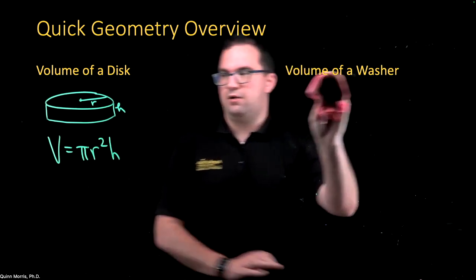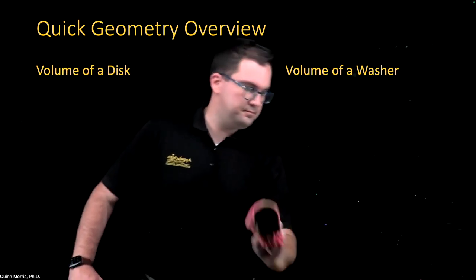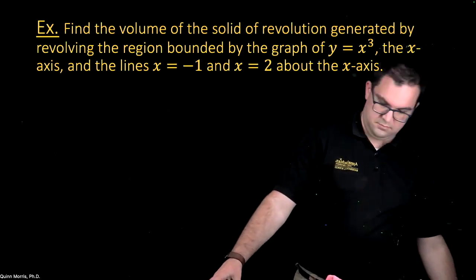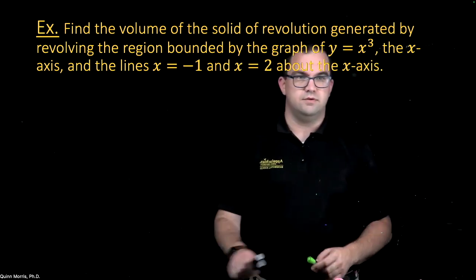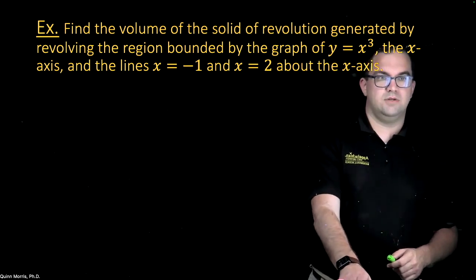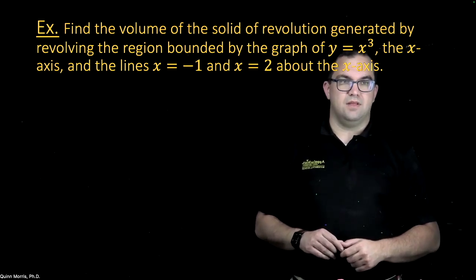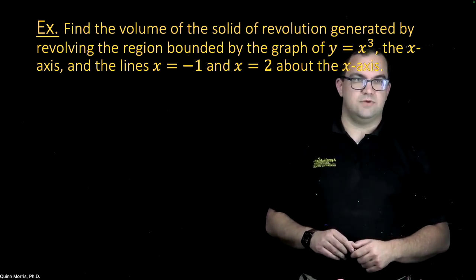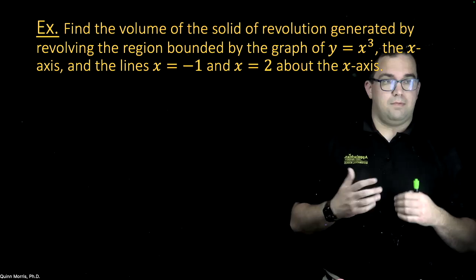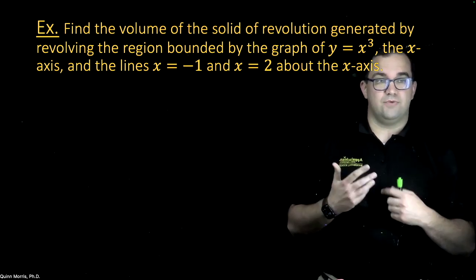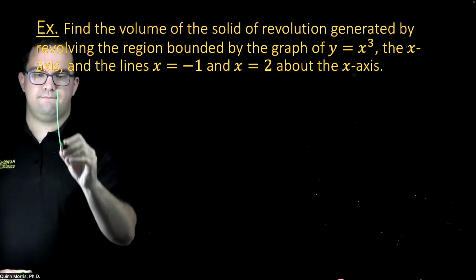And we're going to start by looking at ones whose cross sections are disks. All right. So to begin with, we'd like to find the volume of a solid of revolution generated by revolving the region bounded by the graph of y equals x cubed, the x-axis, and the lines x equals negative 1 and x equals 2 about the x-axis. In any one of these problems, the first thing we need to do is generate a sketch of our region.